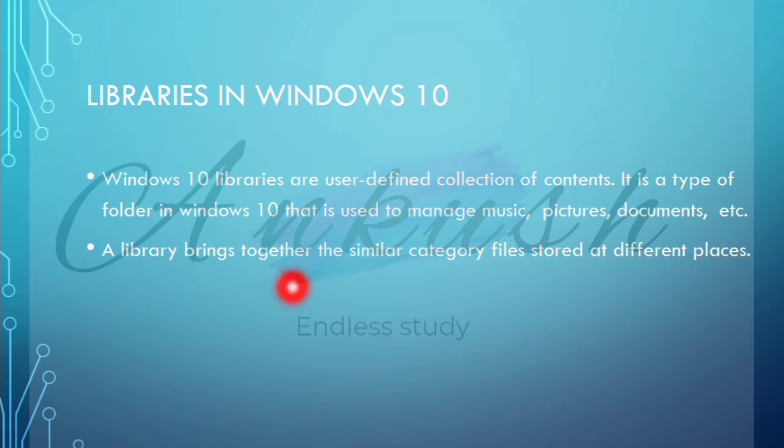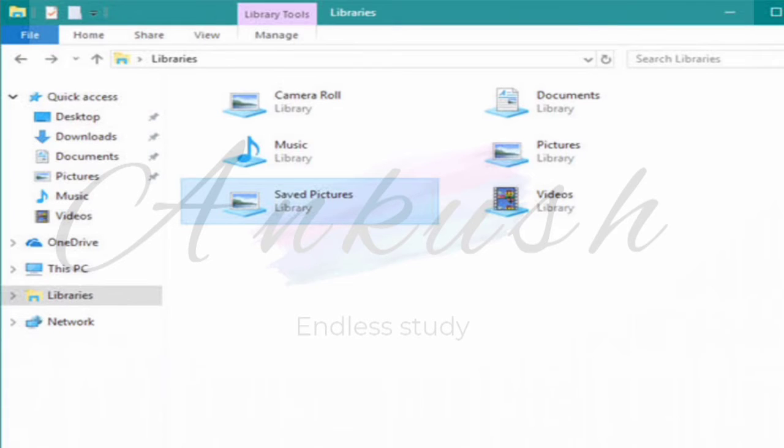A library brings together similar category files stored at different places. All the pictures will come at one place, and all the music files, which may be on any of the drives, will come in one folder. All the documents will be separated. So all these things can be stored and kept separately in libraries. This is one of the newest and, I think, better features in Windows 10. So these are the library tools, from here you can manage. These all are files, and if all these files are collected together at one place, the collection of files becomes a folder.